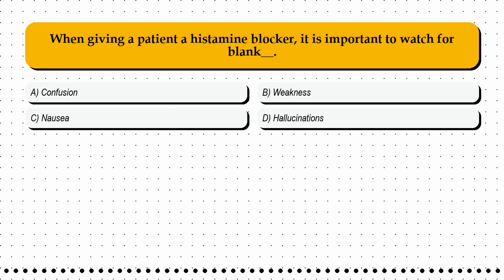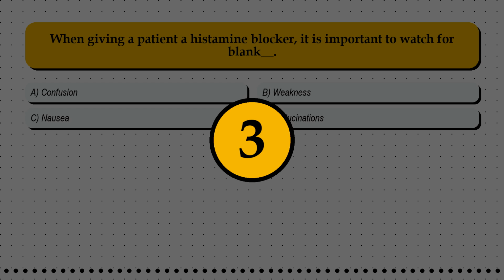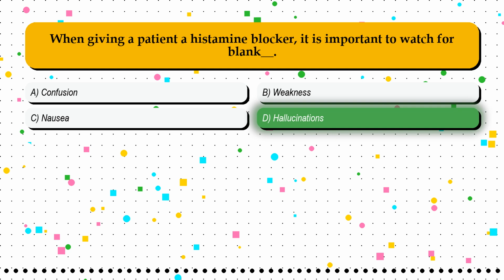Question 124. When giving a patient a histamine blocker, it is important to watch for blank. Option A, Confusion. Option B, Weakness. Option C, Nausea. Option D, Hallucinations. The correct answer is option D.